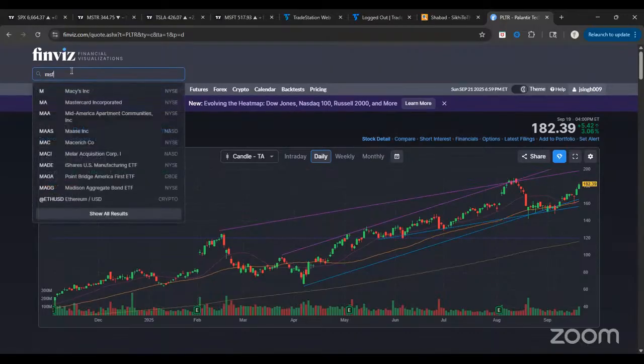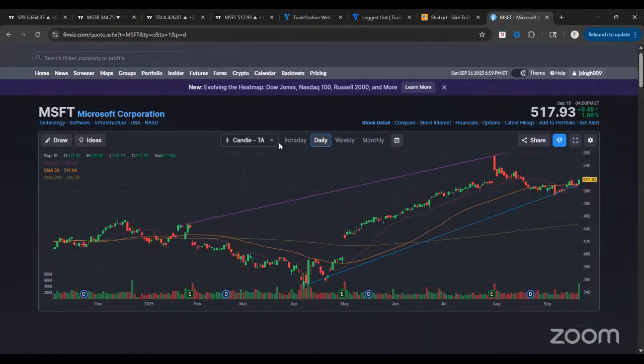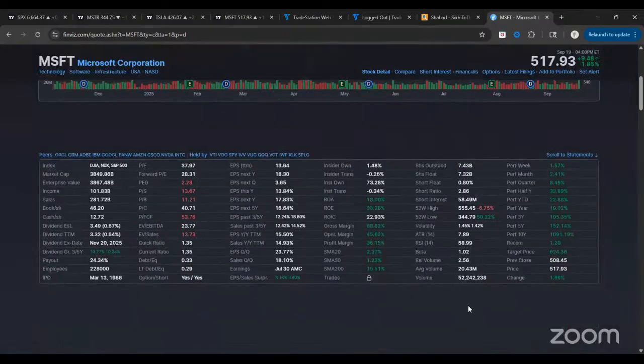Give me a company. Let's go, Microsoft. Okay. What do you see? Just look at all the numbers it's giving you, and tell me, do you see more green or more red? You just say it out loud. This way I don't have to read.